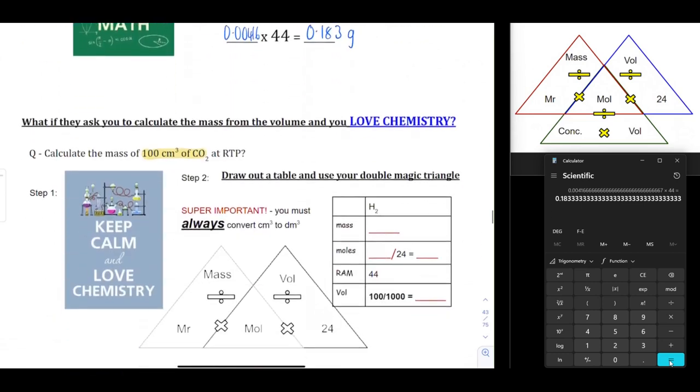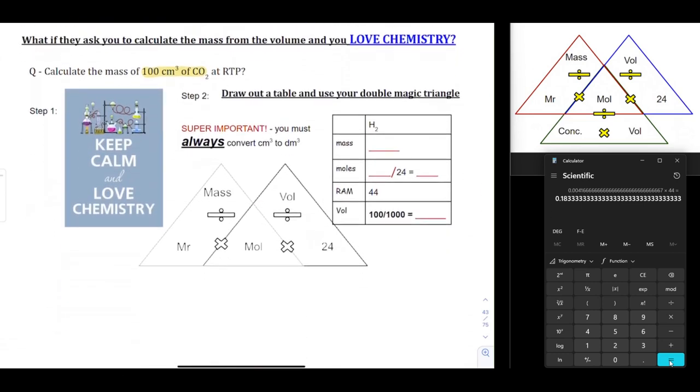Just follow your table method. So calculate the mass of 100 centimeters cubed of carbon dioxide. The easy way: if I know my volume and my volume is in centimeters cubed, then I need to convert to decimeters cubed. Because I'm going from centimeters cubed to decimeters cubed, I need this number to be smaller. So I need to divide by 1,000, because there's 1,000 centimeters cubed in a decimeter cubed.